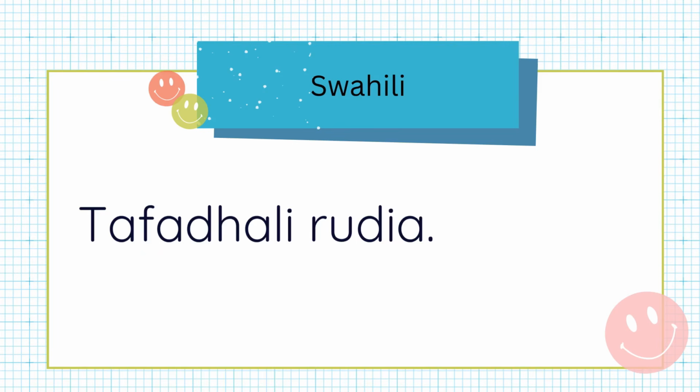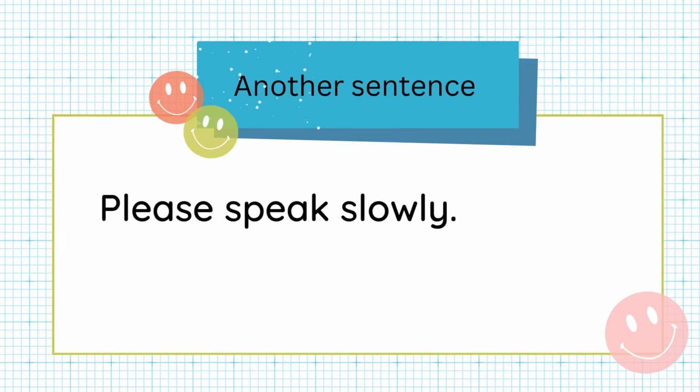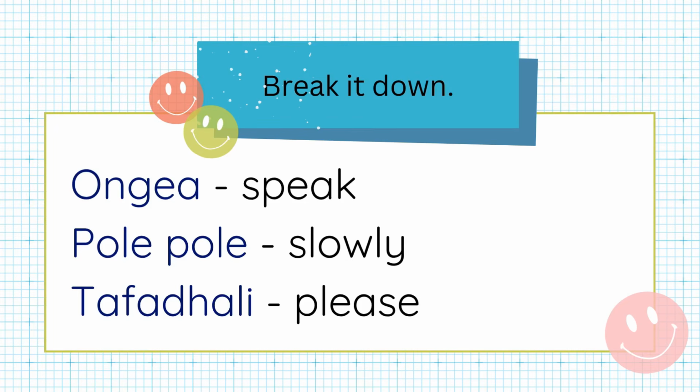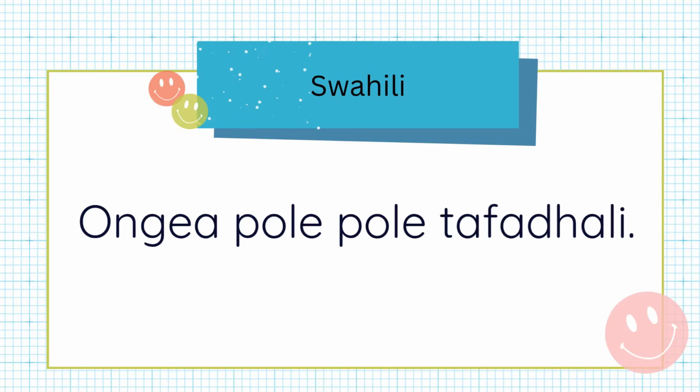The next sentence. Please speak slowly. This one is another very useful sentence. Now to say this in Swahili, you'd say, ongea pole pole tafadhali. Now let's break that down. Ongea means speak. Pole pole means slowly. And then tafadhali is please. So ongea pole pole tafadhali.